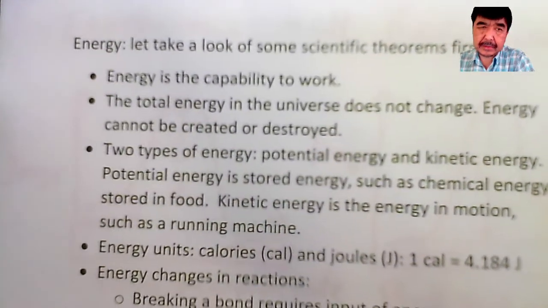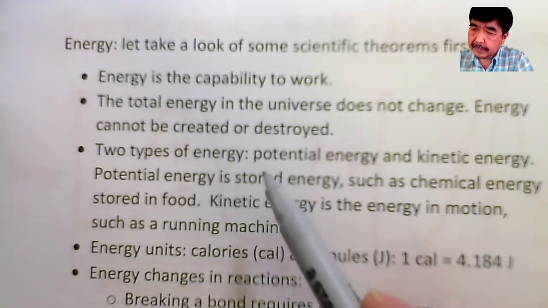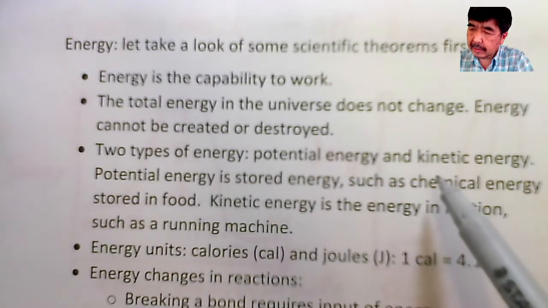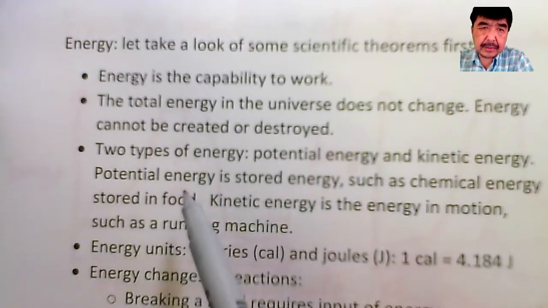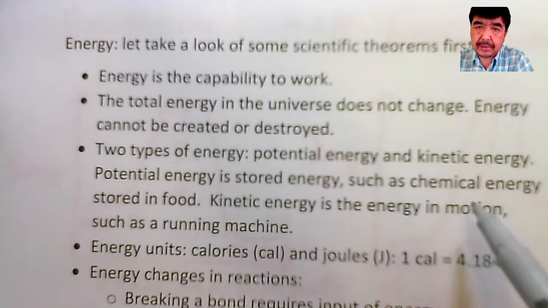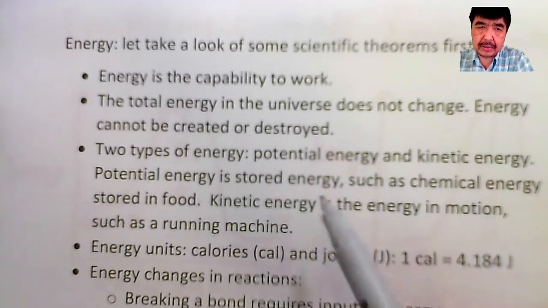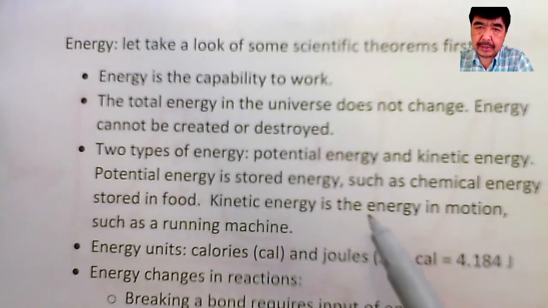There are two types of energies. One is called potential energy, and another one is called kinetic energy. Potential energy is stored energy, such as chemical energy stored in food. Kinetic energy is the energy in motion, such as a running machine.